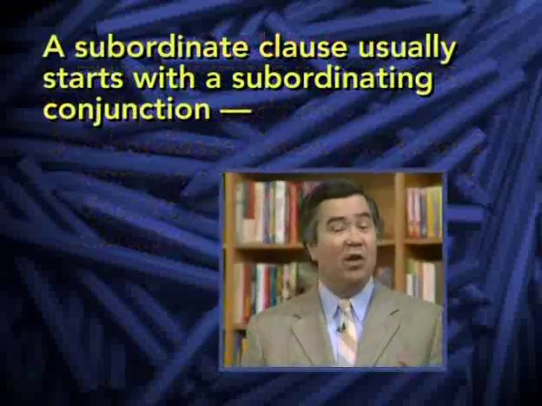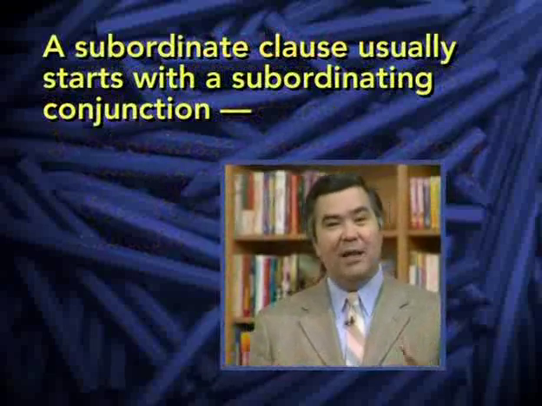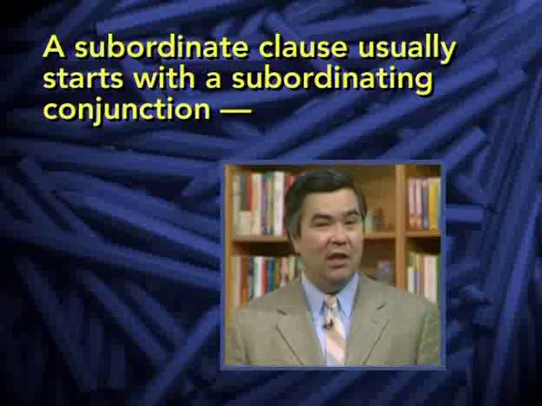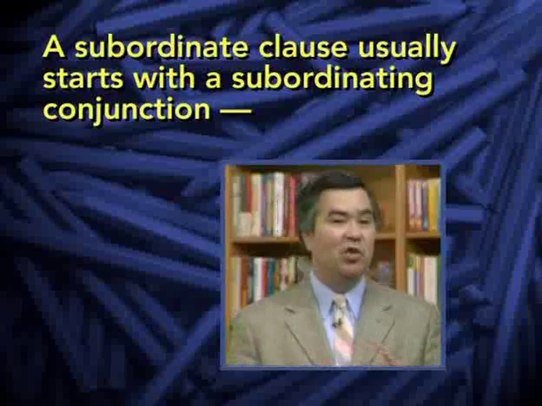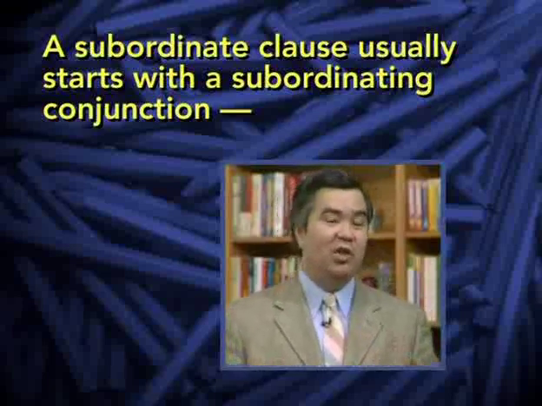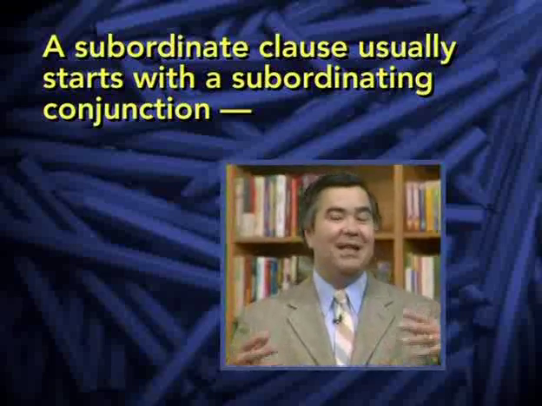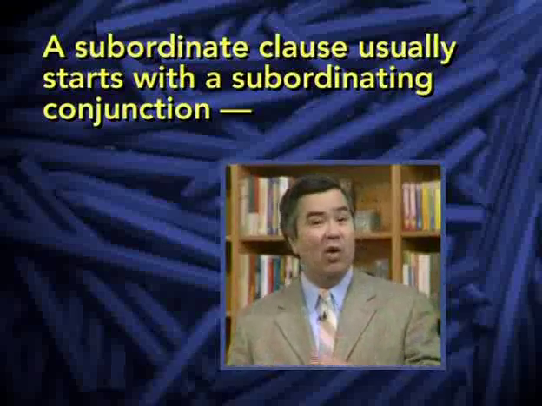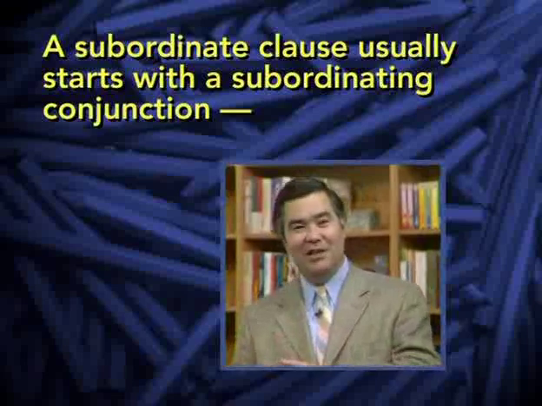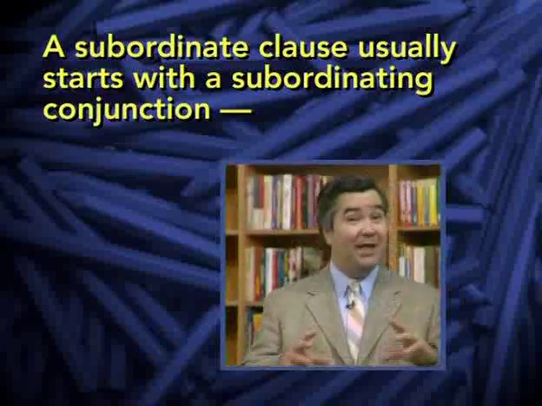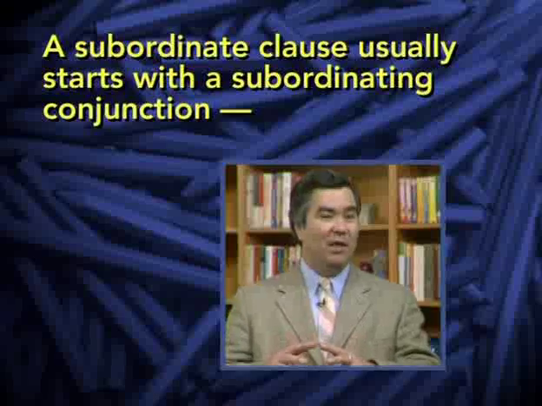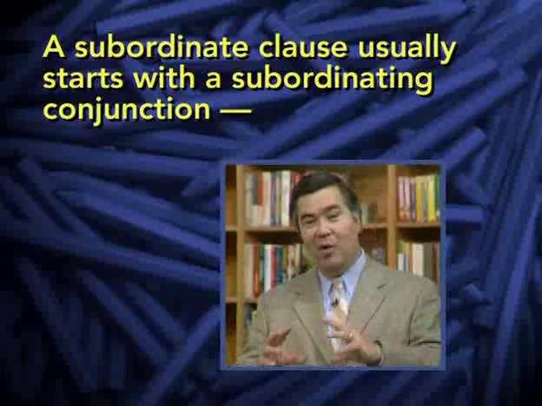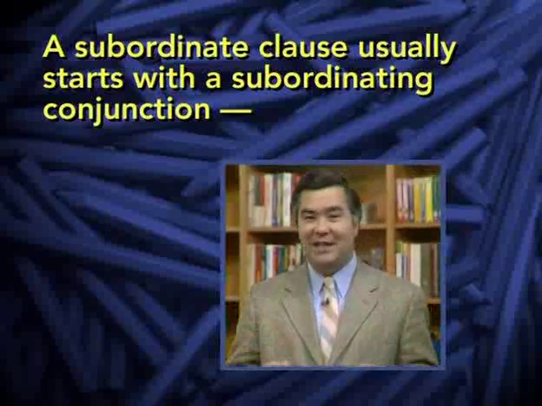Usually, subordinate clauses begin with particular types of words which are known as subordinating conjunctions. A conjunction is a word that connects two groups of words, and the word subordinating means making something less important. So a subordinating conjunction is a word that connects the subordinate clause to the rest of the sentence and makes the subordinate clause less important. Because the subordinating conjunction is present, the subordinate clause can't stand alone as a sentence.